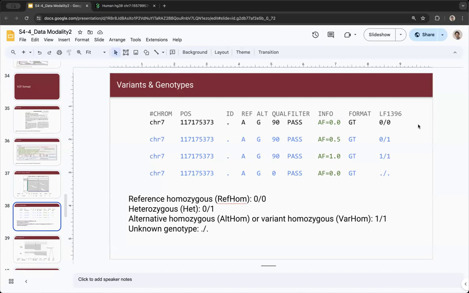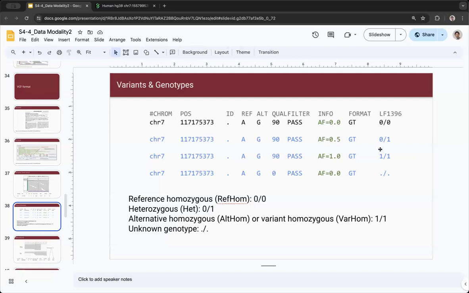In this multi-sample VCF, one of the samples has the variant. That's why we put the variant information here. But if the VCF is only for a single person, LF1396, you are not going to put this RefHom information here, because it doesn't have a point. This person doesn't have the variant, so why would we keep this information?